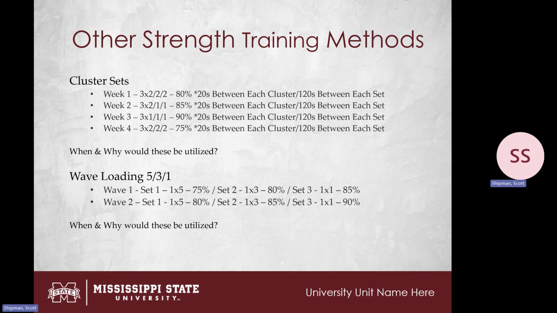As we progress from week one to week two, we'll decrease a rep at each cluster from a 3 by 2 by 2 by 2 to a 3 by 2 by 1 by 1, but we will increase to 85%, keeping the rest periods the same. And then for week three, we go 3 by 1 dash 1 dash 1 at 90% with the same rest as before. And then, as I did every other one, that fourth week we're going to do a deload week at 75%, going clusters of 2, 2, 2.